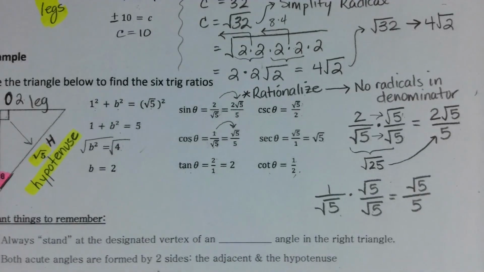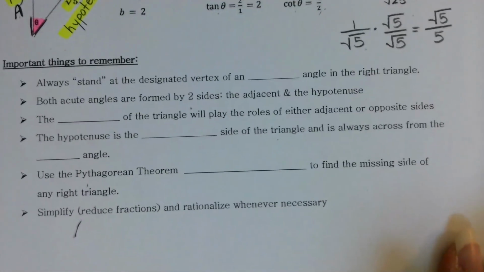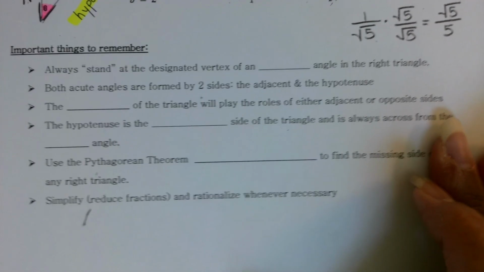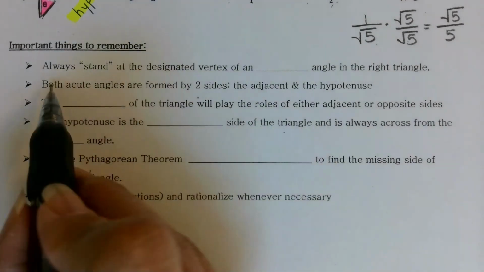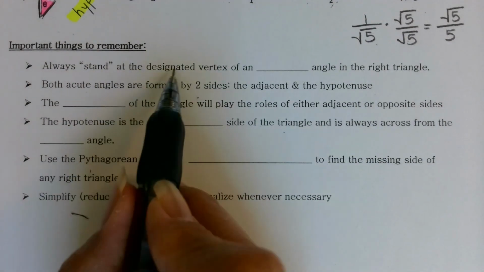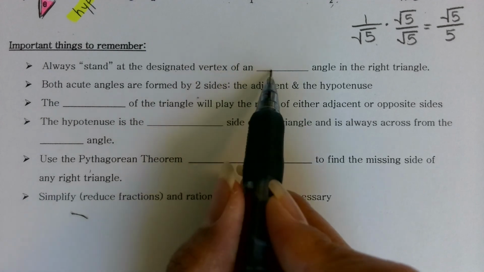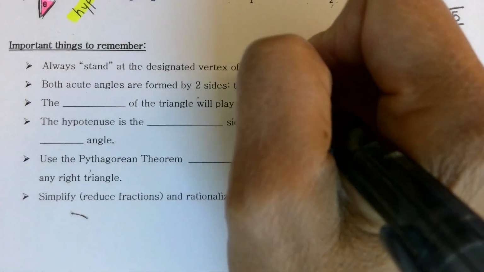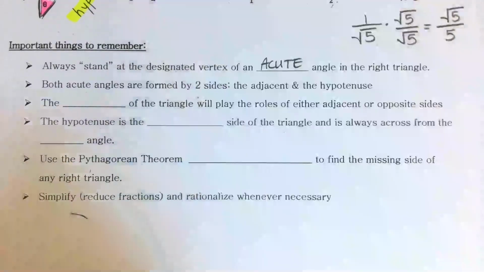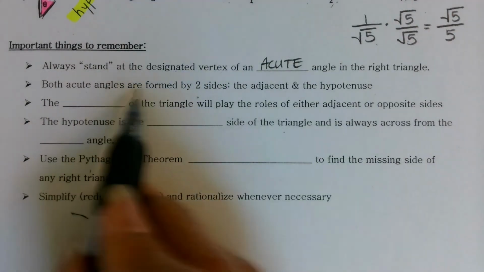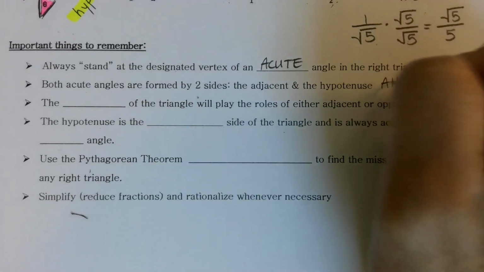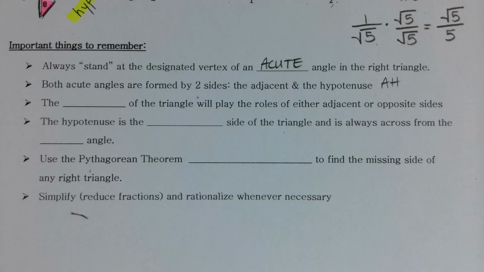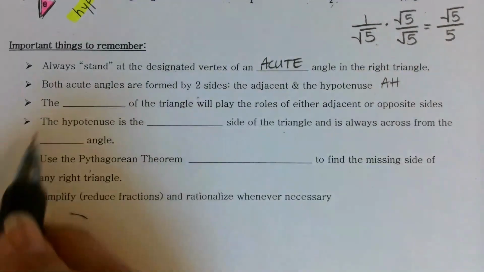Okay? All right, so let's wrap this up, you guys. Let's summarize everything that you have just reviewed, which is a lot of material in one little unit. So you see why I split it up. So, what do I need you to do? I need you to always stand at the designated vertex of an acute angle. Okay, remember I told you guys, you cannot stand at a 90-degree angle. The acute angles will always be formed by the adjacent and the hypotenuse. That's that AH thing I was telling you. Think of like what a relief. That was very cheesy. Sorry about that.